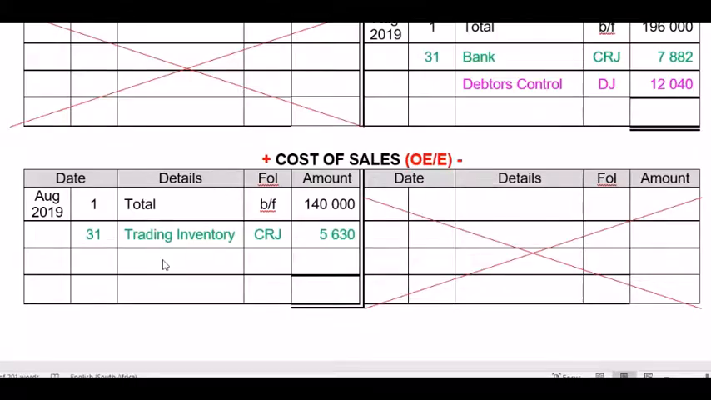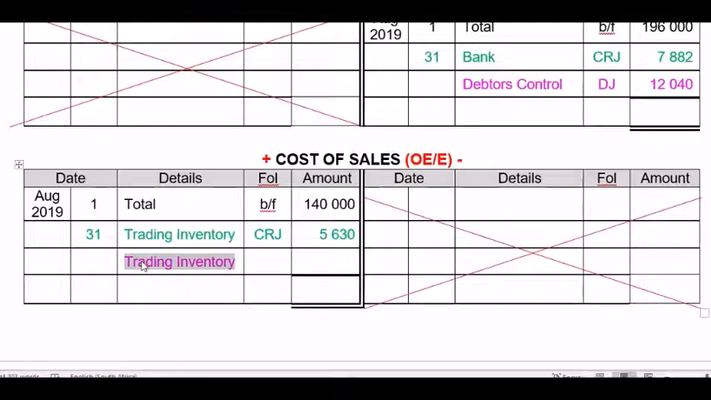So let's start with the debit leg of that column. It's in cost of sales. Don't have to write the 31st again because it's still at the end of the month. You have to write trading inventory because that's cost of sales' friend. Cost of sales only has one friend. Okay, what journal are we busy with?